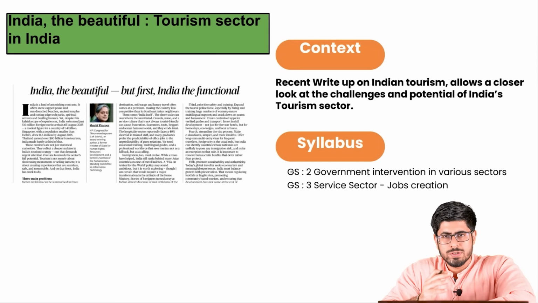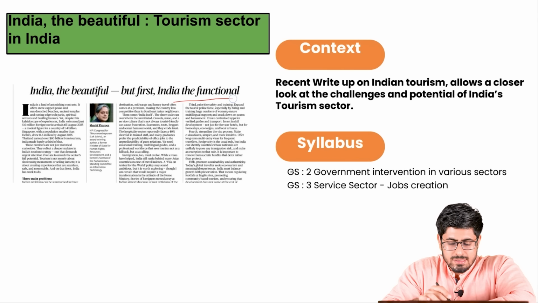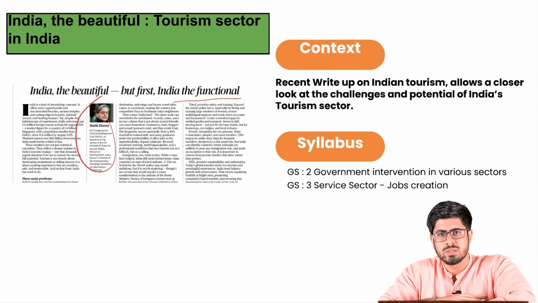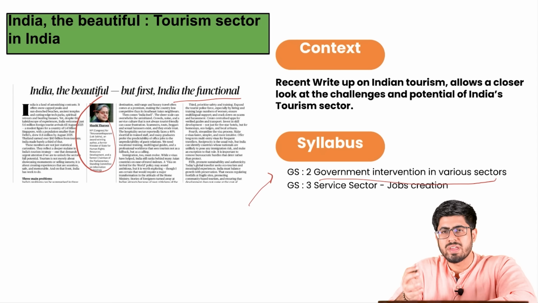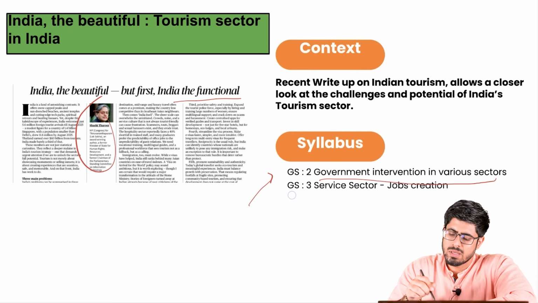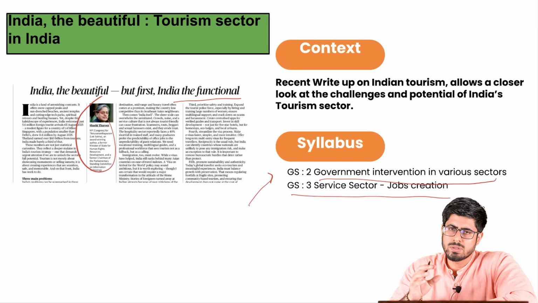India the beautiful, but first India the functional. This is the title of the article written by Honorable Shashi Tharoor that has appeared in today's The Hindu. It is catering to two aspects of our syllabus: GS paper 2, where government intervention in various sectors, including tourism, is a part of our syllabus, and GS paper 3, service sector, because this is going to create a lot of jobs for India.